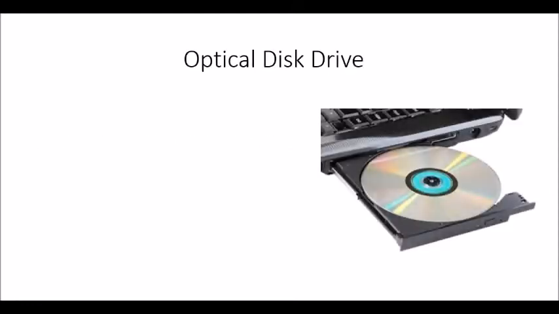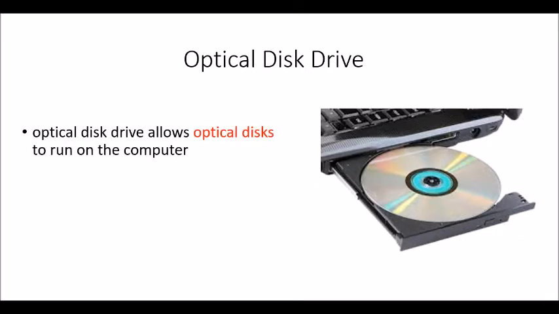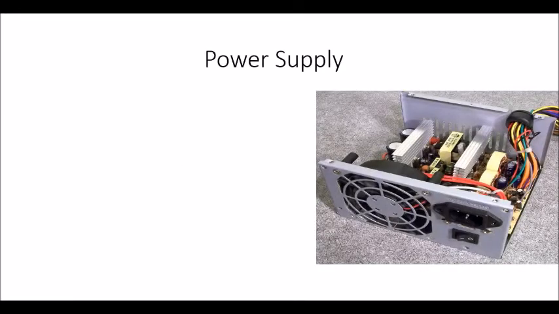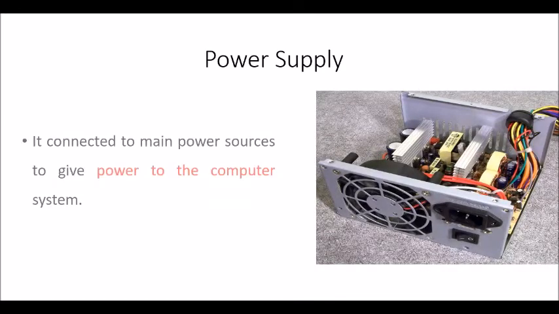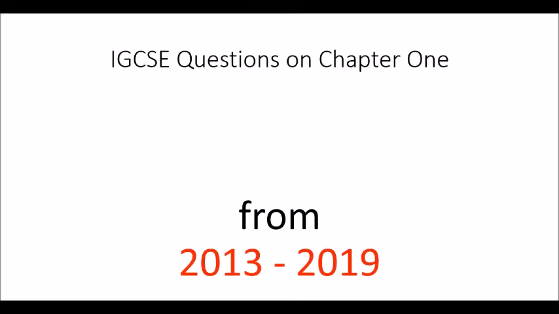Now, the next one is what we call the optical disk drive. What's the function? Optical disk drive allows optical disks to run on the computer. So, of course, it might be CD, DVD, Blu-ray, anything that is optical, the optical disk drive allows it to run on your computer. Now, the next one is the power supply. Power supply, of course, is connected to the main power source and gives power to the computer system. All right, these are the main components of internal hardware.